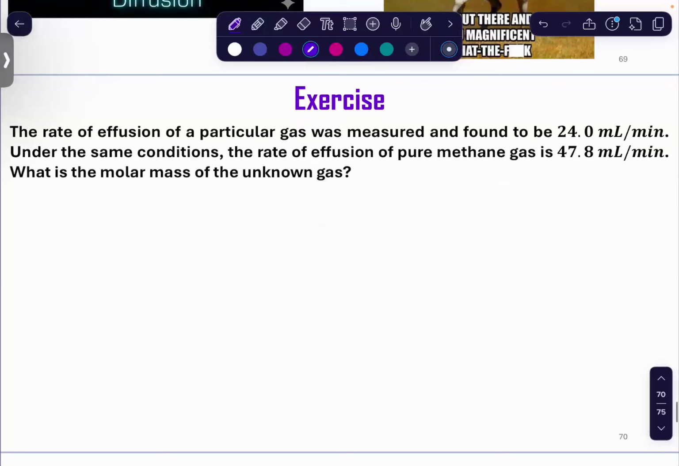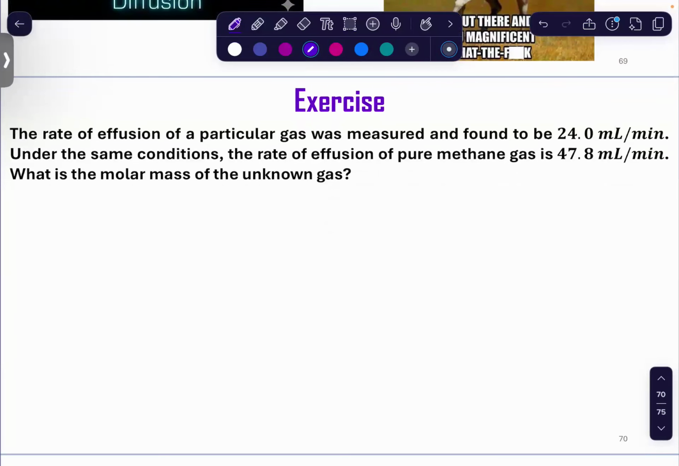So let's look here. The rate of effusion of a particular gas was measured and found to be 24.0 milliliters per minute. Under the same conditions, the rate of effusion of pure methane gas was 47.8 milliliters per minute. What is the molar mass of the unknown gas?